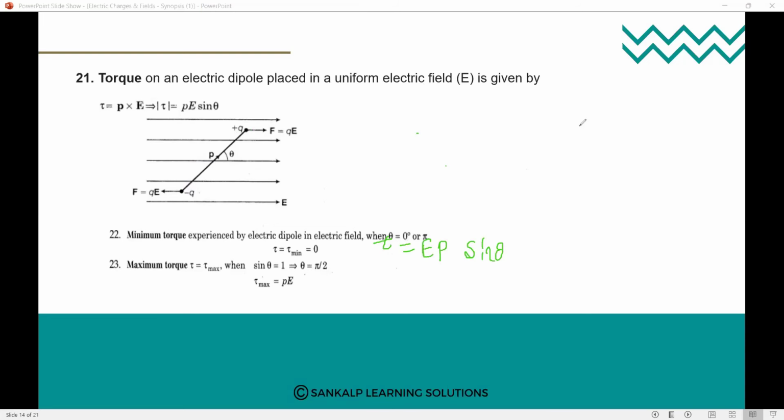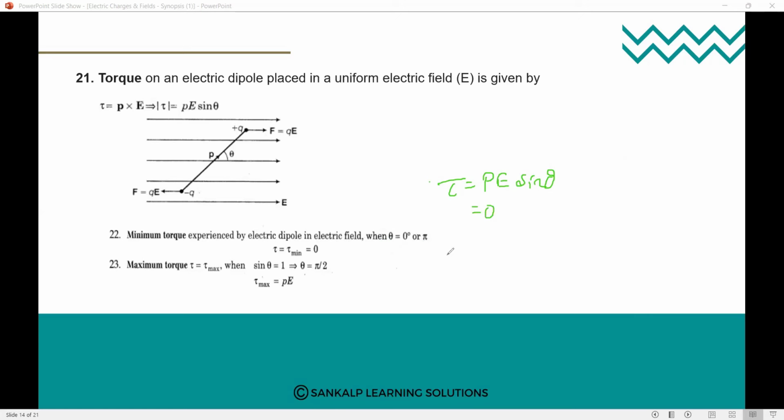You have already learned trigonometry. Sin theta: sin 0 is 0, and sin 90 is 1. Correct? So the minimum torque experienced by the electric dipole in the electric field is when theta is equal to 0 or 180 degrees. Therefore tau is equal to 0, because our expression is tau is equal to PE sin theta, and sin 0 is 0.